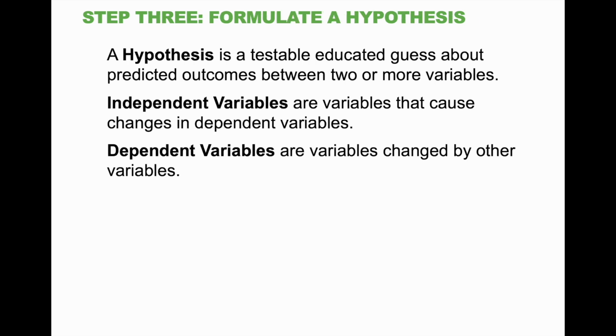Step 3. Formulate a hypothesis. A hypothesis is a testable, educated guess about predicted outcomes between two or more variables. Independent variables are variables that cause changes in dependent variables. Dependent variables are variables changed by other variables.